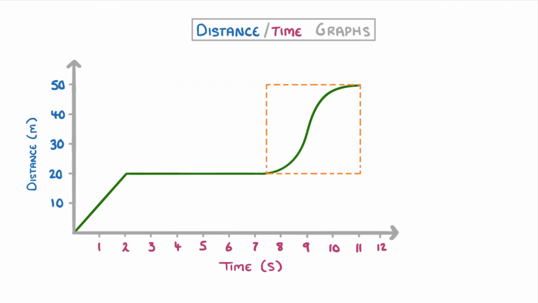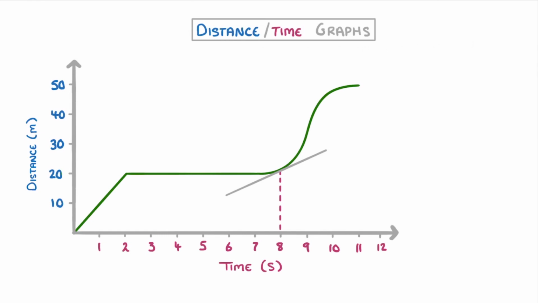Instead, if we wanted to find the speed at 8 seconds, we'd have to draw a tangent to the curve at that point. Because remember, a tangent is just a straight line that has exactly the same gradient as the curve does at the point where they touch. And to find the speed, we need to know the gradient.